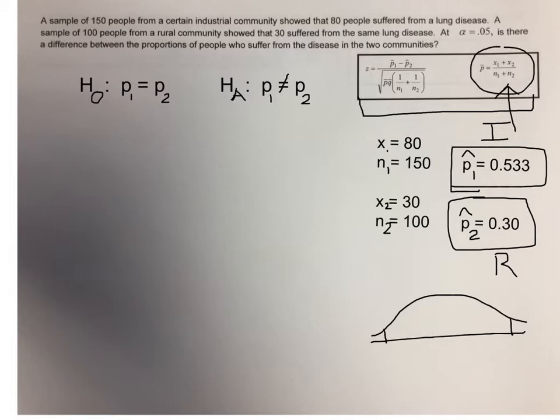P hat 1 represents the percentage of people from the industrial community. P hat 2 represents the percentage from the rural community. If you look at P hat 1 and P hat 2 together, you're going to end up with a P bar value.